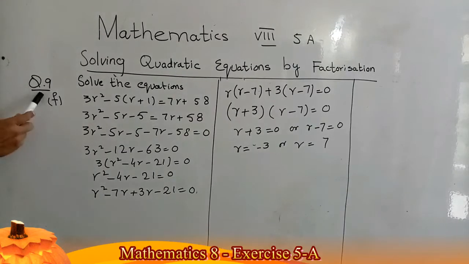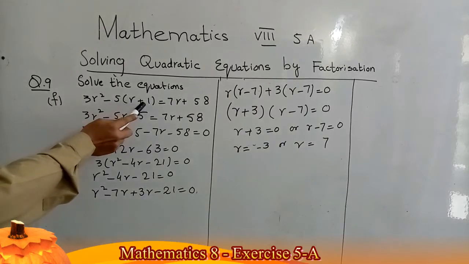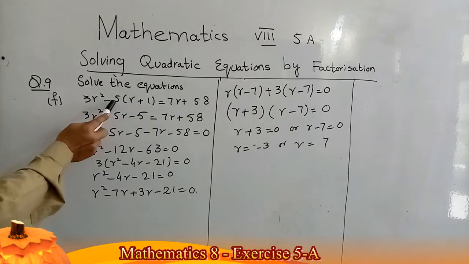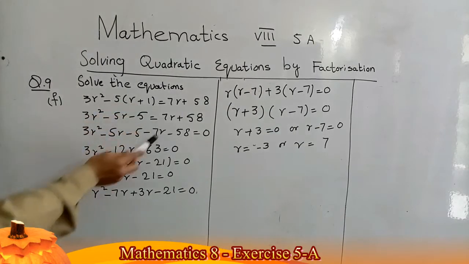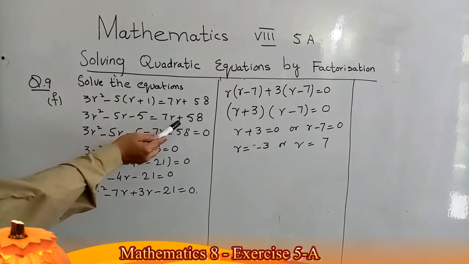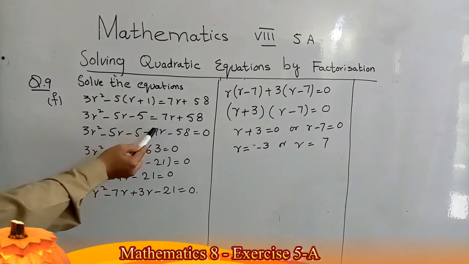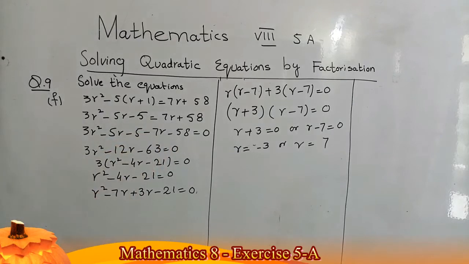Now question number 9 part F. Listen student, this equation is not in the standard form. So first of all I will convert the above equation into standard form. So minus 5 will be multiplied with r plus 1. So minus 5r minus 5 is equal to 7r plus 58. So 7r plus 58 will be negative 7r and negative 58 on the left side.